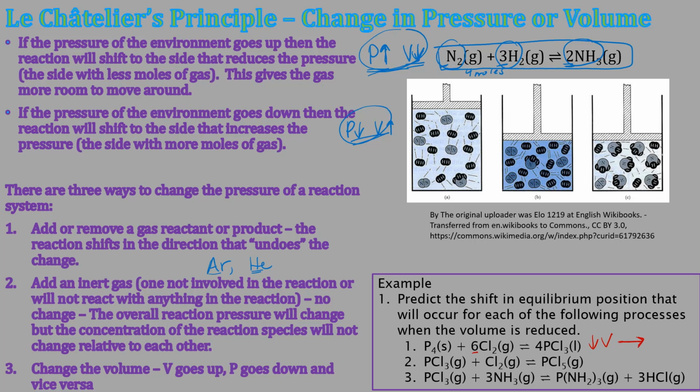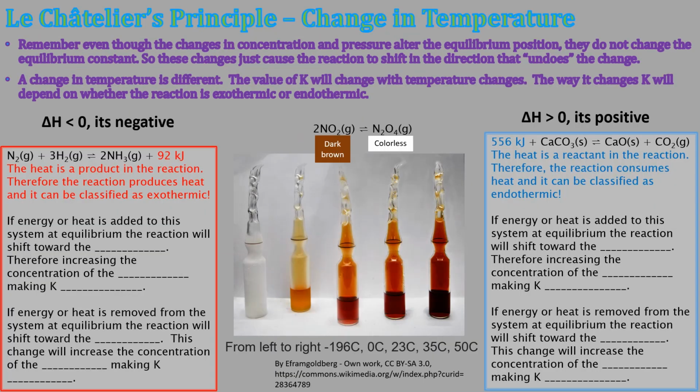All right, and then the next one, there are 2 moles of gas on the reactant side and 1 mole of gas on the product side, so it's going to shift towards the product where there's only 1 mole of gas because we're reducing the volume. We're making the volume go down. And then the last one, I've got 4 moles of gas on the reactant side and 4 moles of gas on the product side, and so there's no change because the moles of gas are equal on both sides.